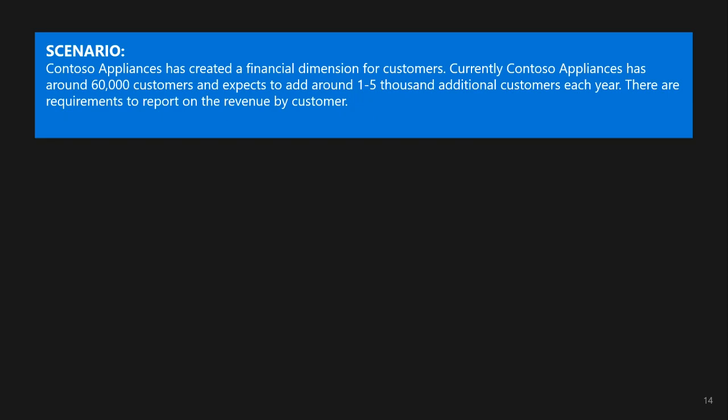So my next story here, I think you're going to like this one, Eric. I think this is one you're really passionate about. Contoso Appliances has created a financial dimension for customers. Currently, Contoso Appliances has around 60,000 customers and expects to add around 1,000 to 5,000 additional customers each year. They're hoping for more like the 5,000 each year. And there are requirements to report on the revenue by customer. What do you think we should do here?